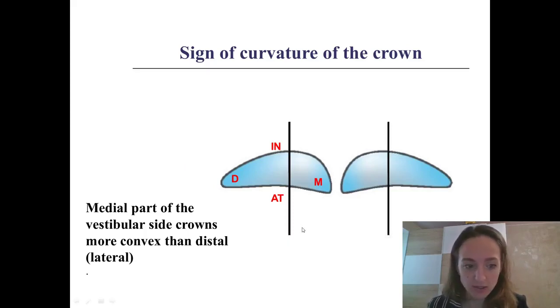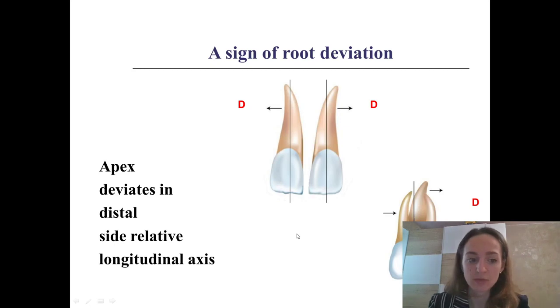And the medial part of the vestibular side of the crown is more convex than the distal. The apex deviates to the distal side relative to the longitudinal axis. Okay.